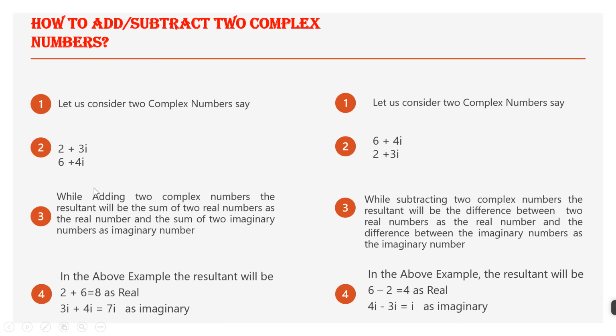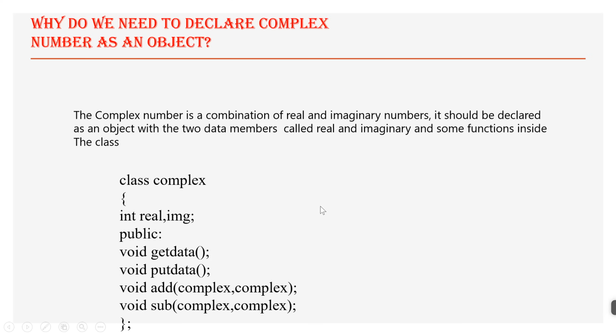So here we have theoretically added the two complex numbers and subtracted the two complex numbers. So always before we go for programming, we need to know the theory of it. So we have taken examples. Now let us write a program in C++ to add the two complex numbers as well as to subtract the two complex numbers.